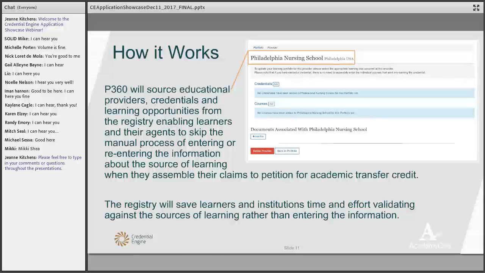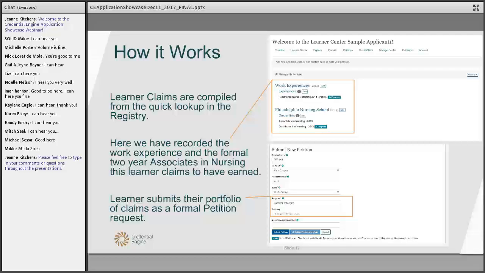In the lookup of this process, we would have to look up the institution that they came from. So the student would type in, for example, Philadelphia Nursing School, and as they type in the starting characters, we would do a lookup to the registry to first find the institution that's available. And if it's in the registry, we can then reference the credentials that they have under them. Once that information is entered in, the person can then proceed to select the associate degree in nursing.